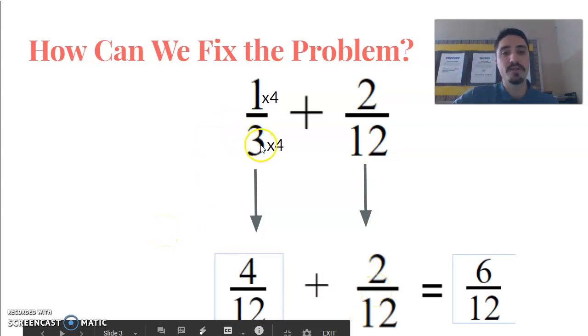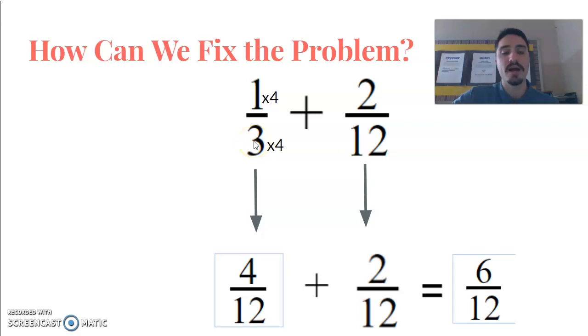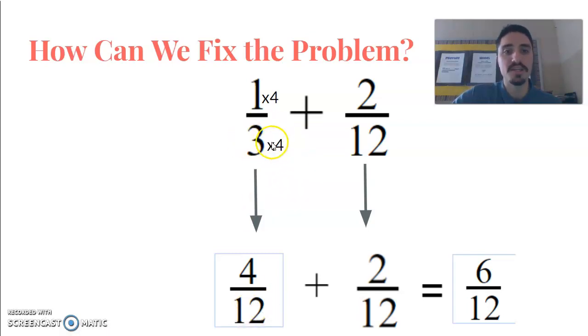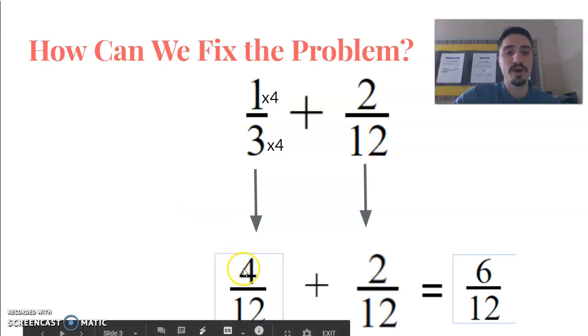Next, I look at my 3 in the denominator. I want to make an equivalent fraction. So what would I have to multiply this denominator by to get to 12? Well, we know that 3 times 4 is 12. So my new denominator down here is going to be 12. In order to make an equivalent fraction, if I multiply the denominator by 4, I also have to multiply the numerator by 4. So my new numerator is 4/12. So here we took this 1/3 and we changed it into 4/12.